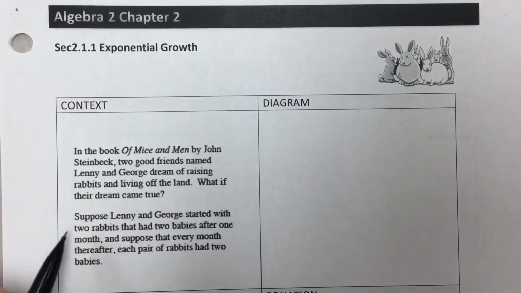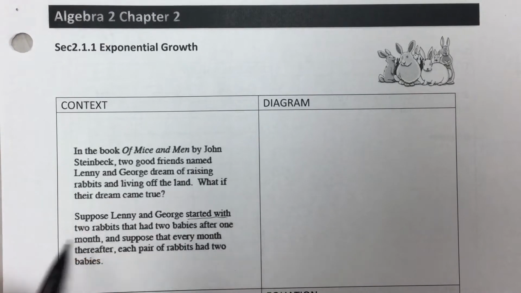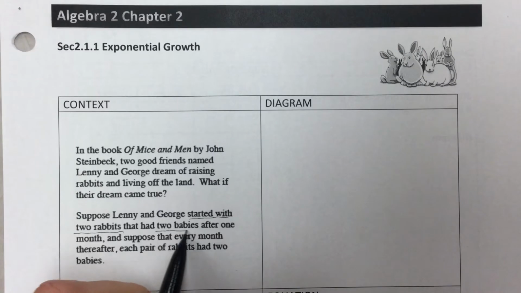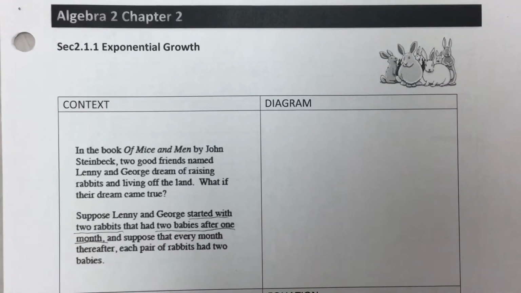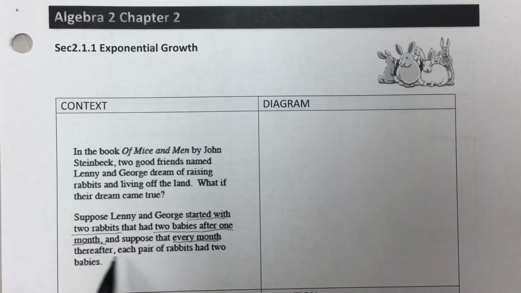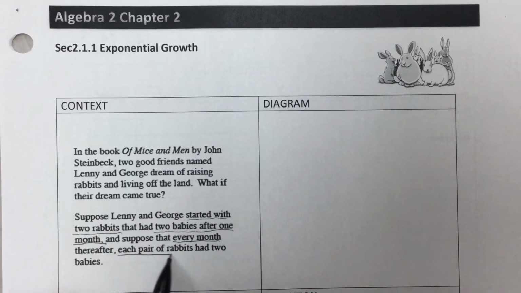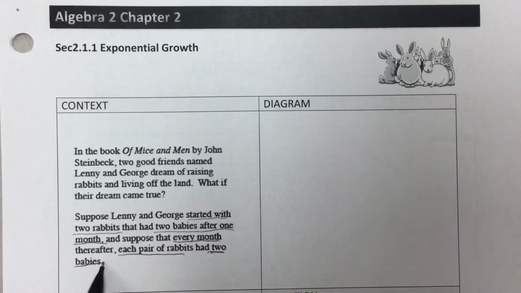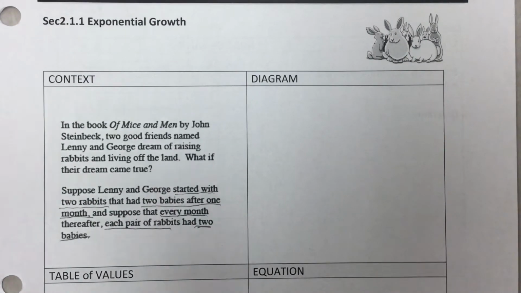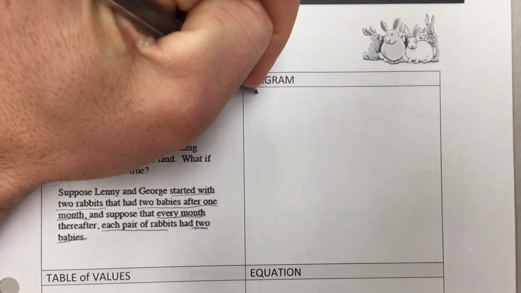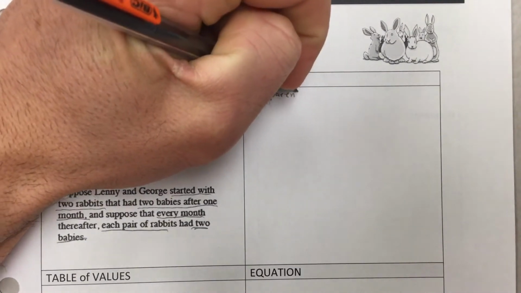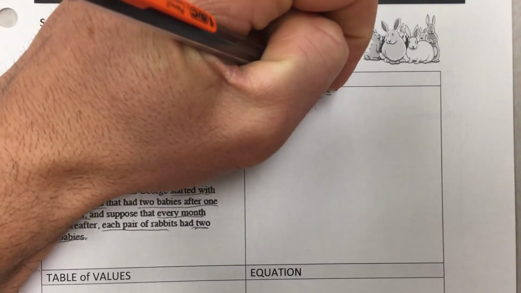Suppose Lenny and George started with two rabbits that had two babies after 1 month. And suppose that every month thereafter, each pair of rabbits had two babies. So we're going to make a diagram for this to see how this is growing. In my diagram, I'm going to say x is equal to a parent and a circle is equal to a baby.